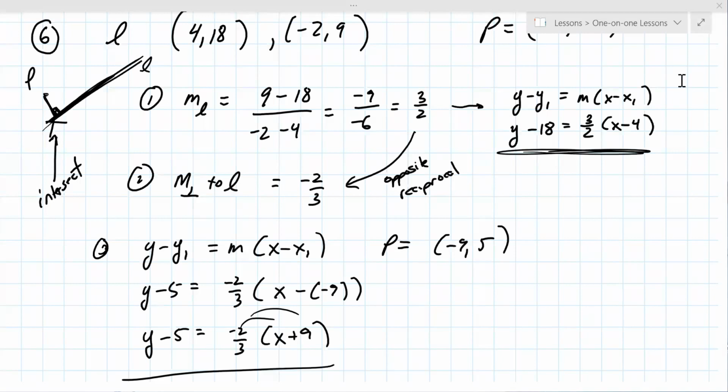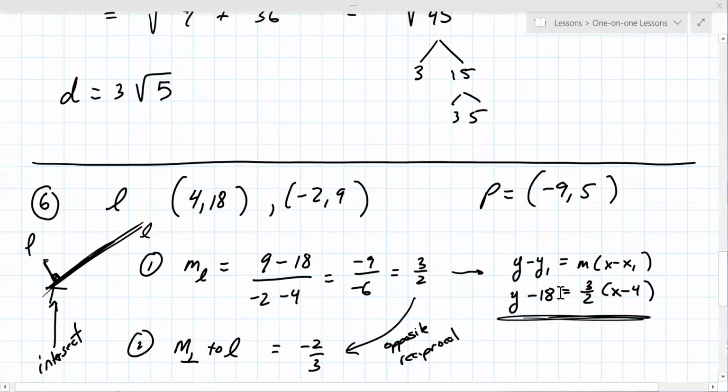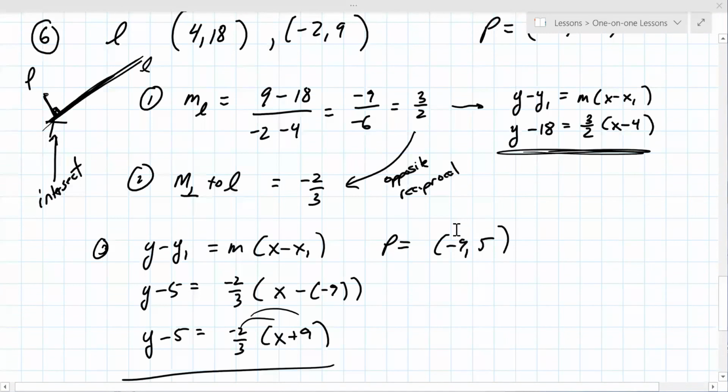Oh, maybe minus 9, 5. Okay. y minus 5 equals minus 2/3 x plus 9. And then we had y minus 18 equals 3/2 x minus 4.